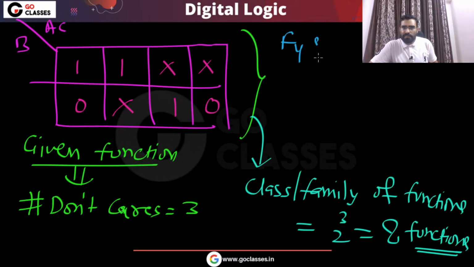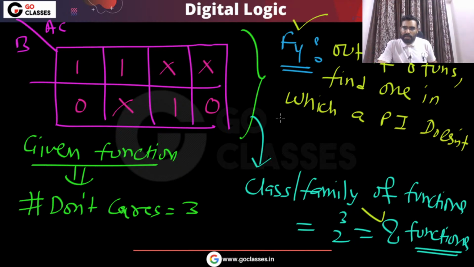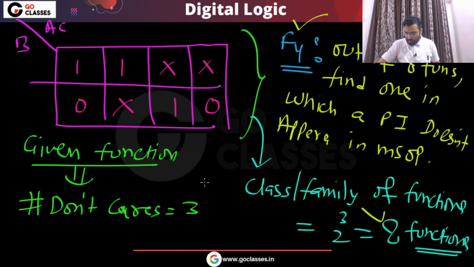And what is this F4 saying? It is saying: find a function. Total 8 functions are there. Out of 8 functions, find one in which a prime implicant doesn't appear in the minimum SOP. This is your question number 4. Is this clear? Did you understand this? Tell me. This is your question number 4.